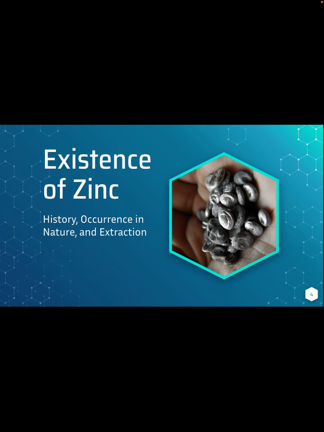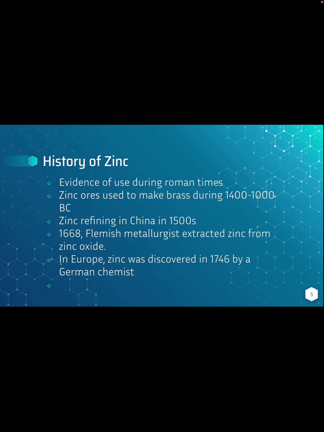So first we're talking about the existence of zinc. I will talk about the history, occurrence in nature, and the extraction. The history of zinc, it's really interesting. There's evidence that it was used in Roman times, although they may not have had a specific name for it. Zinc ores were used to make brass during 1400 to 1000 BC. There was also zinc refining in China in the 1500s.